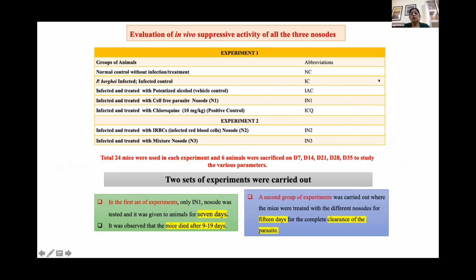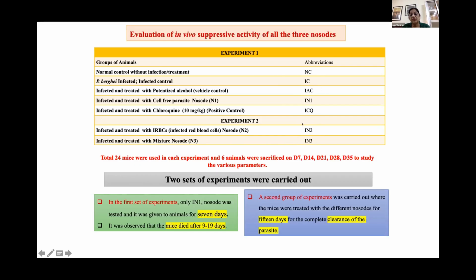Then we went on to do the in vivo studies, where we used different groups of animals. So we had the normal control, and we had the infected control, which were infected with Plasmodium berghei. Then we used one group that is a vehicle control, which were given the potentized alcohol. Then one group was treated with N1 nosode, and then there was one positive control. So this was the first set of experiments, and then we had a second set of experiments where we treated them with N2 and the N3 nosode.